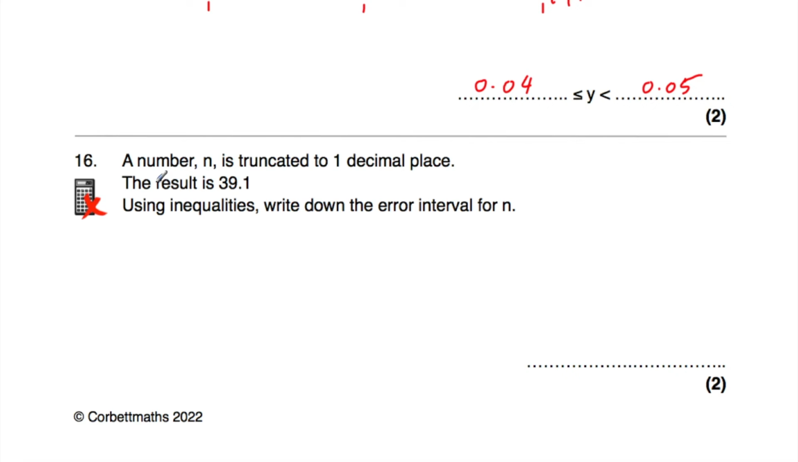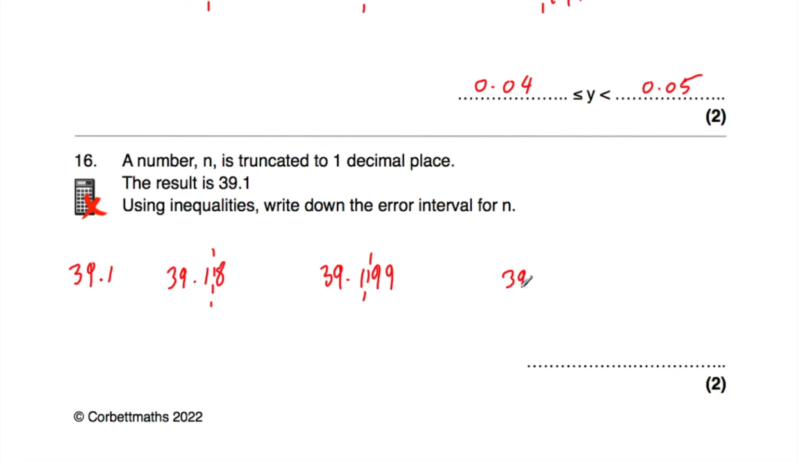Okay, let's have a look at question number 16. So question number 16 says a number n is truncated to one decimal place, and the result is 39.1. Using inequalities, write down the error interval for n. So obviously it could have been 39.1. We could truncate that to one decimal place and it would still be 39.1. It could have been 39.18. When we truncate that to one decimal place, it would still be 39.1. It could even be 39.199, because if we truncate that to one decimal place, it would still be 39.1.